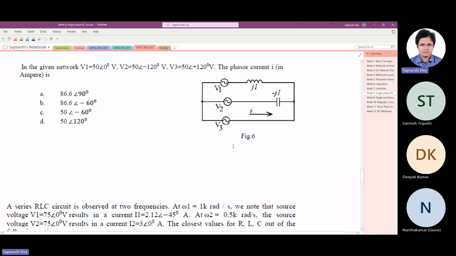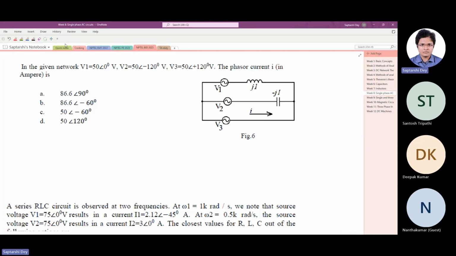We'll come to this question. In the given network, V1 is 50 angle 0, V2 is 50 angle minus 120, V3 is 50 angle 120. It is a three-phase voltage source. The phasor current I is how much? This current we have to find.